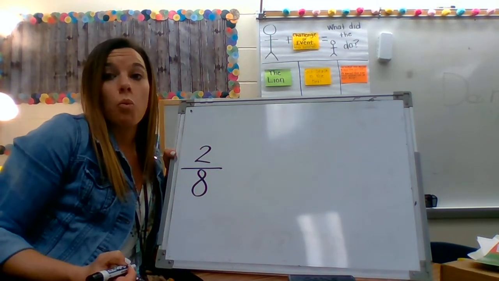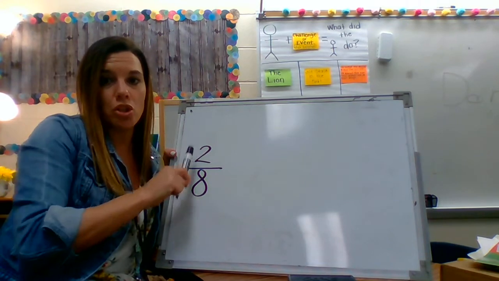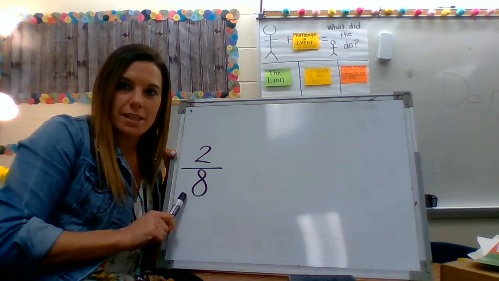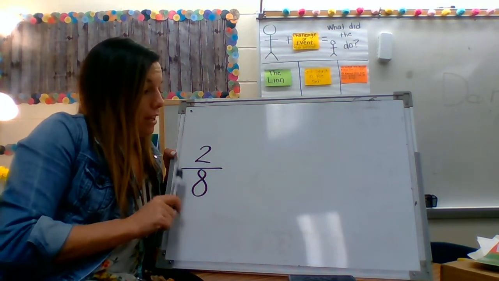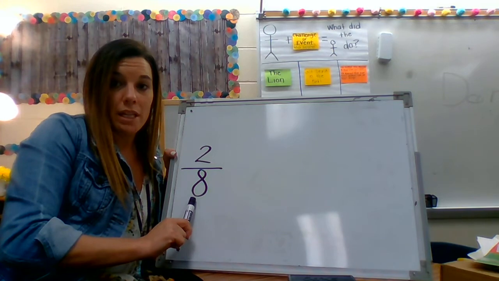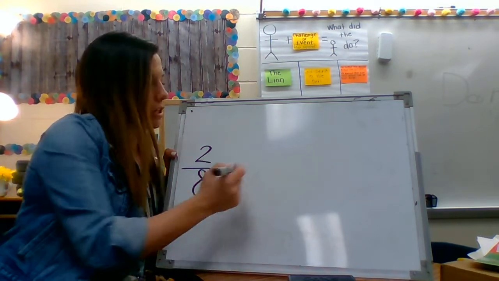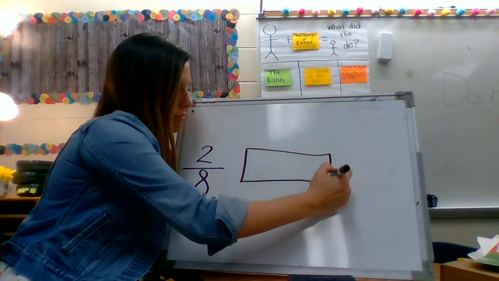Okay. Whoa, look at my numerator, or my denominator. So this fraction is 2/8. Can you say that with me? 2/8. This is my denominator, which means my shape is going to have 8 equal parts. So I'm going to use a rectangle for this one.